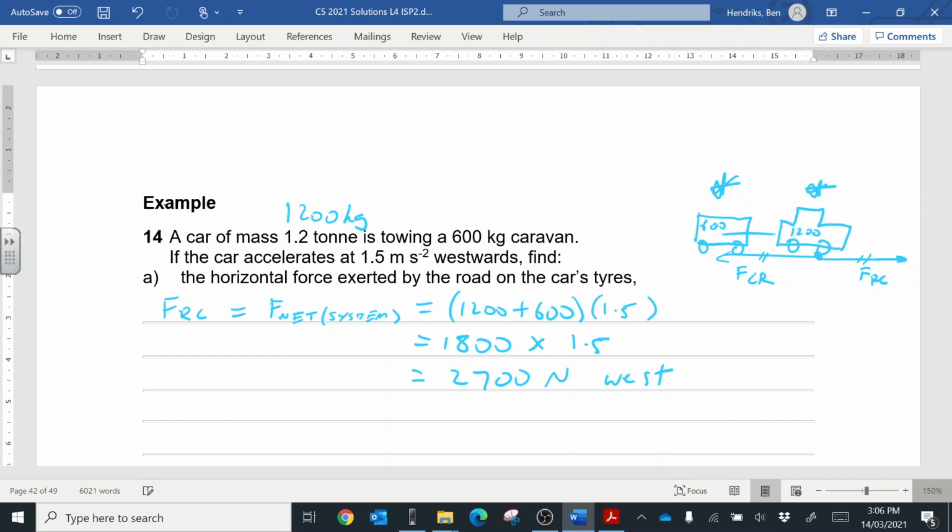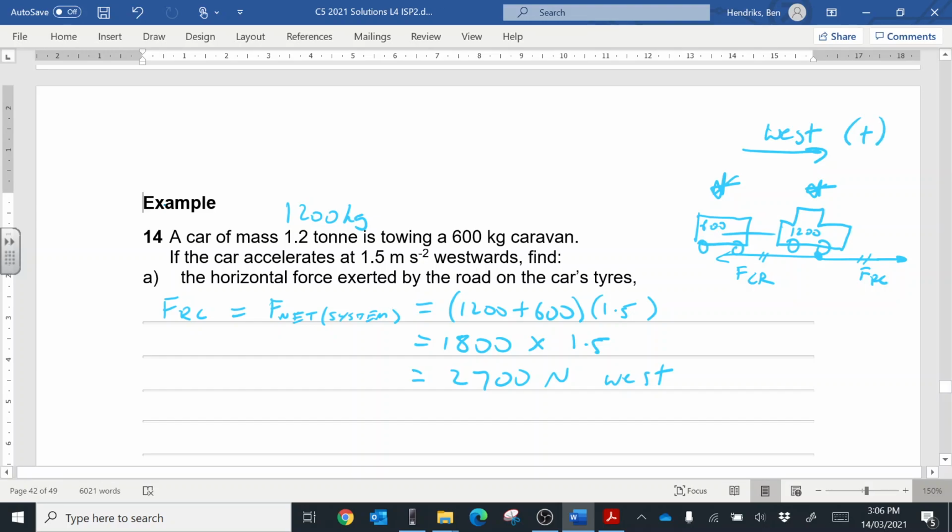So the road is pushing the car west, and that is our positive direction. We should define that.